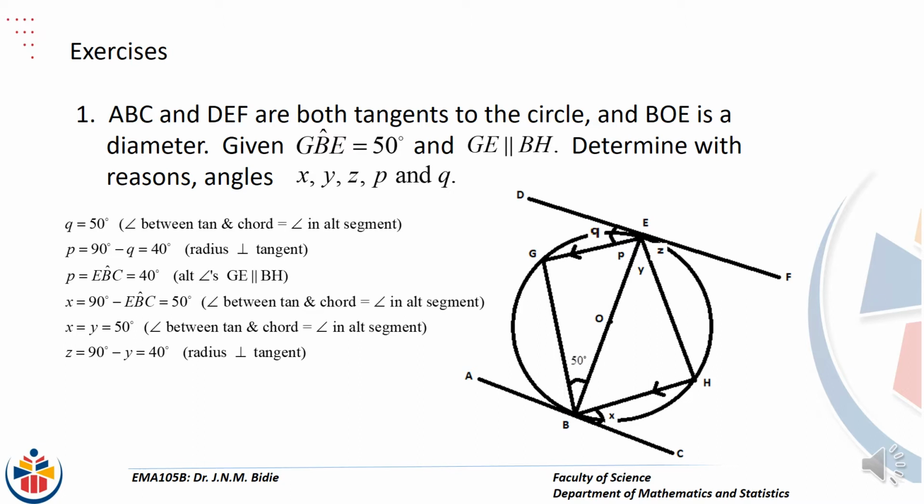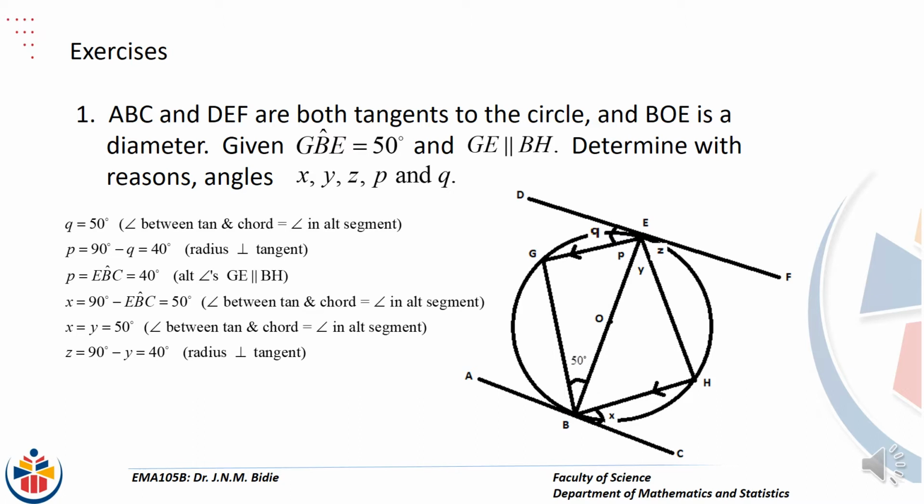The angle between the radius and a tangent is equal to 90 degrees, or you can simply use the tan chord theorem that Y is equal to X. And if Y is equal to X, then we're able to get Y, which is 50 degrees, tan chord theorem. And then lastly, Z, it's definitely going to be 40 degrees, 90 degrees for that angle between the diameter and a tangent.